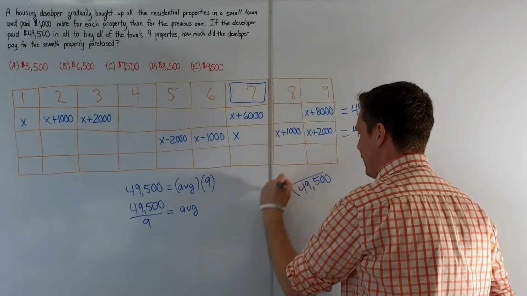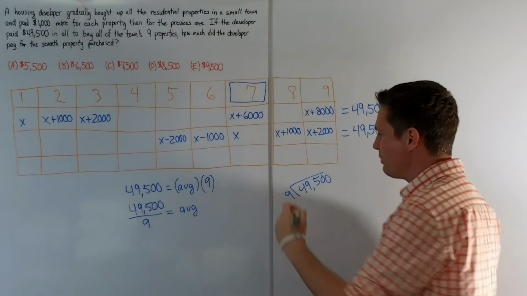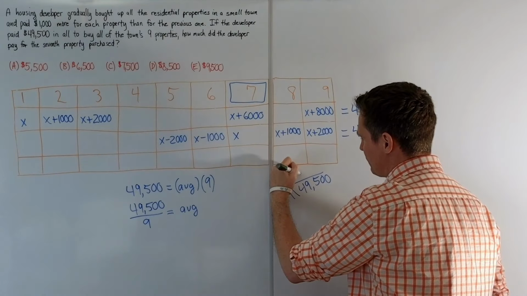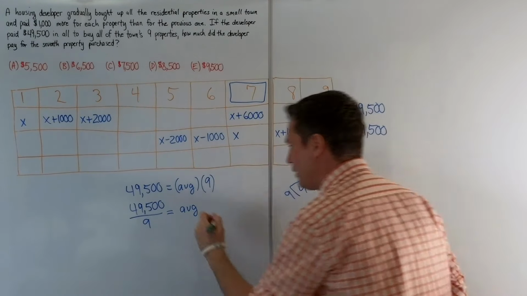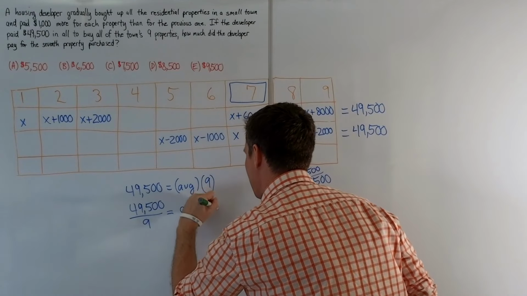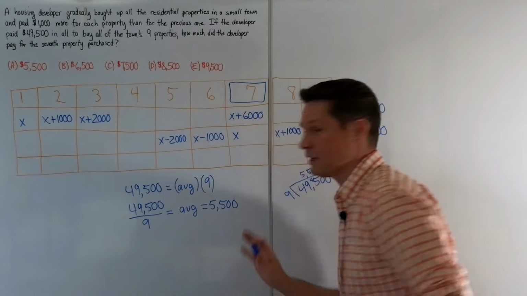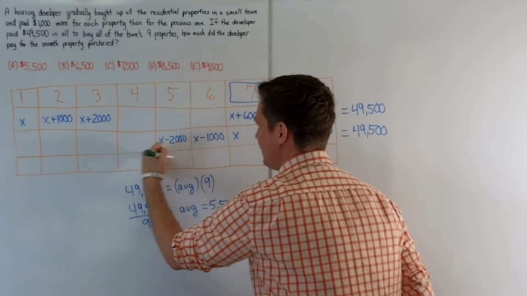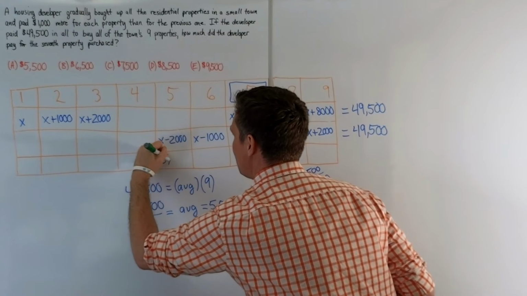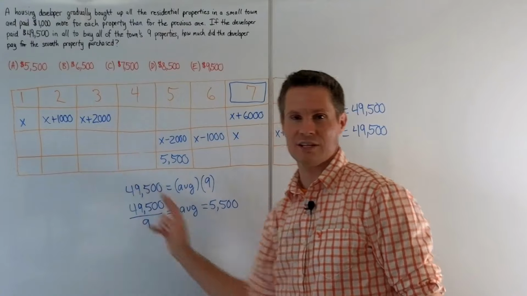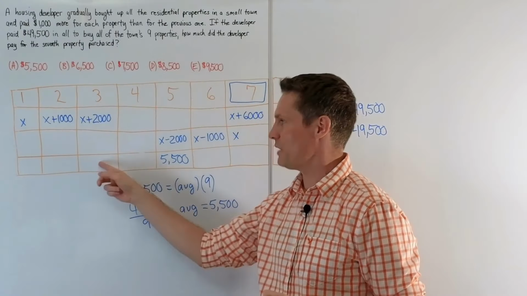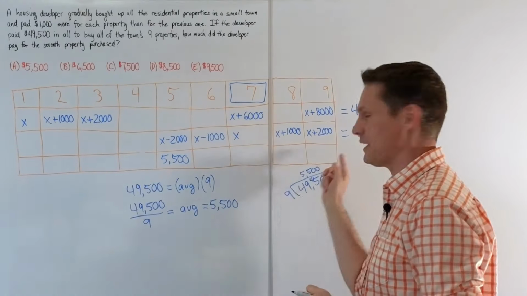Okay, 49.5 divided by 9, that's not too bad. 49 divided by 9, okay, that gives me 5. Carry the 4, I've got another 5 here. 5,500 is going to be my average, which again also equals the median. Put that in the fifth slot, and suddenly it's really easy for me to fill in any of these spots. I just know I'm going downward by 1,000 with each one here, upward by 1,000 here.